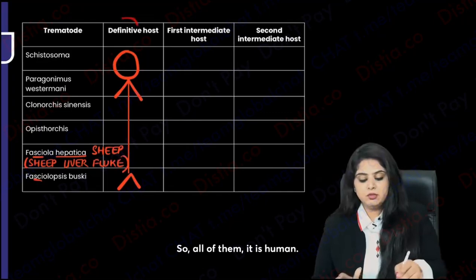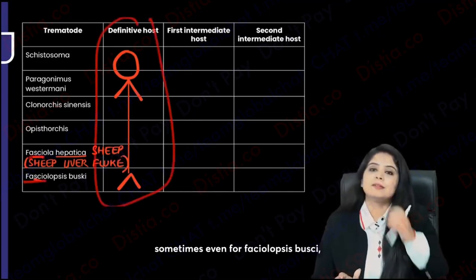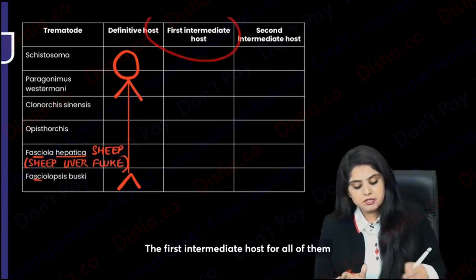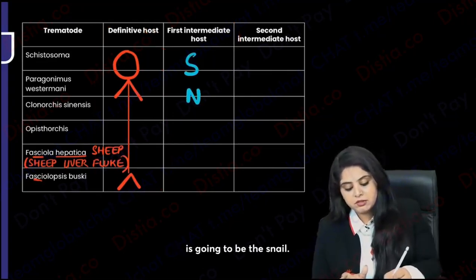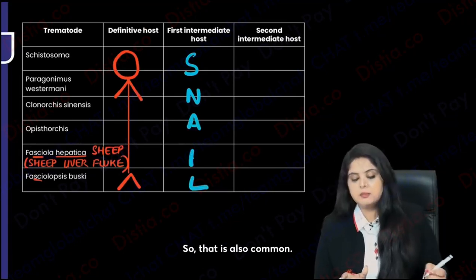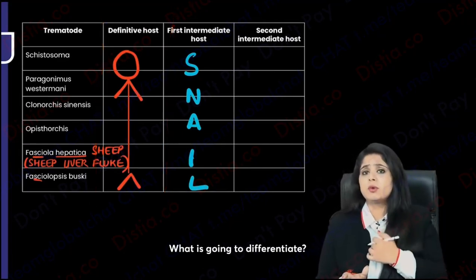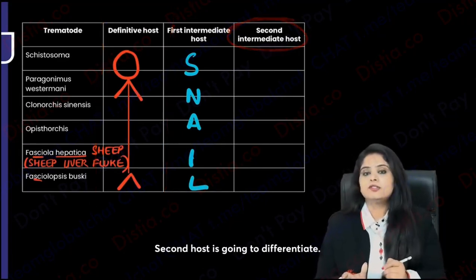So for all of them it is human. Only for this Fasciola, sometimes even for Fasciolopsis buski, sheep can come. The first intermediate host for all of them is going to be the snail. So that is also common. So everyone's definitive host is common, everyone's first intermediate host is common. What is going to differentiate? The second host is going to differentiate.